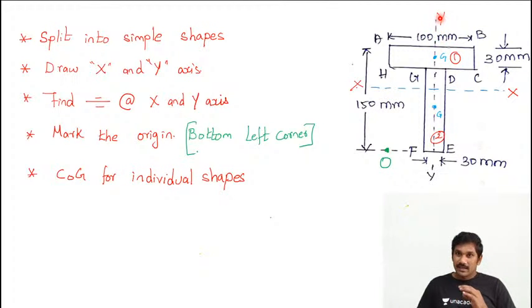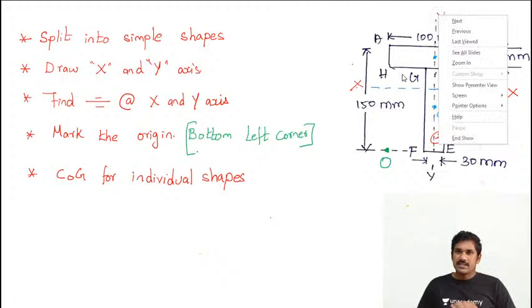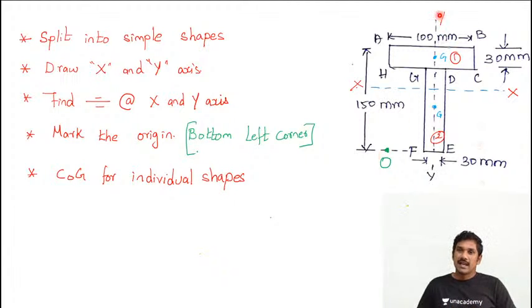I'm saying that the CG of this whole section already lies on the y-axis because it is symmetrical. You can see the CG of both rectangles lies exactly on the y-axis. So we don't need to worry about the y-axis. Our only aim is to identify the position about the x-axis. For that, we have to find the position of this G individually.